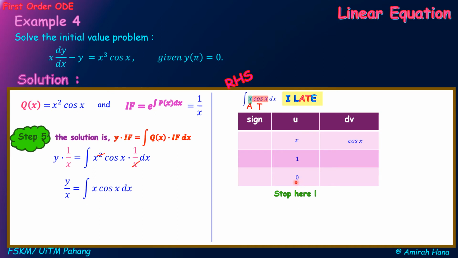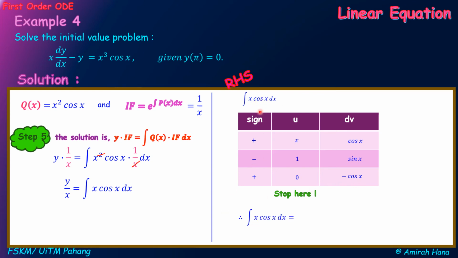And after that, we continue with the column sign. We start with a positive sign, and after that we alternate the sign. So we start from positive, then negative, and then positive. Our last row is row 3. After that, in column dv, we need to integrate. So now we integrate cos x equals positive sin x, and then we integrate sin x equals negative cos x.